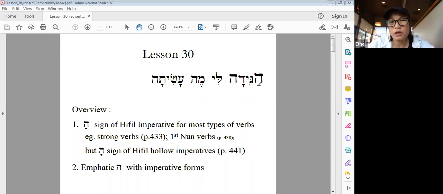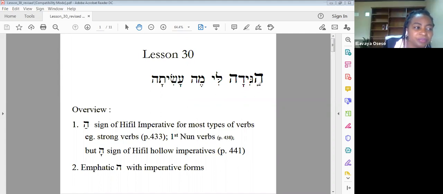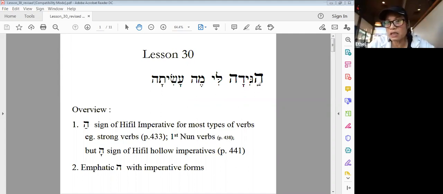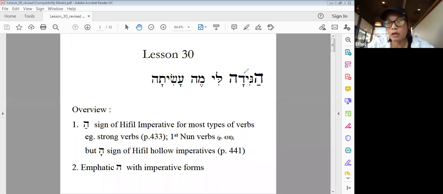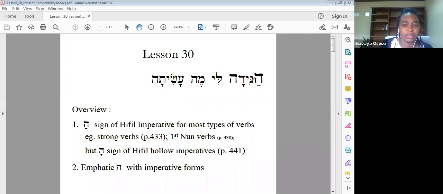Professor, the reason why it's not a Piel stem, is it because the dagesh forte is not in the middle letter? Yeah, no, it's because we know that in the verb we only have 2 consonants. We don't have 3 consonants, which gives you the indication that probably it is standing for a missing letter. There's been assimilation that has taken place.